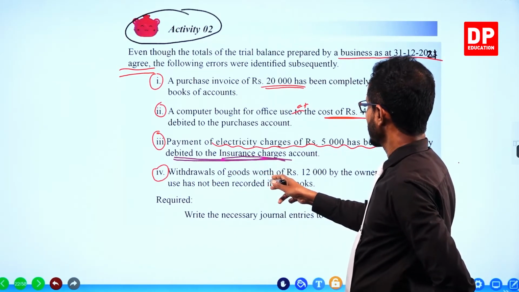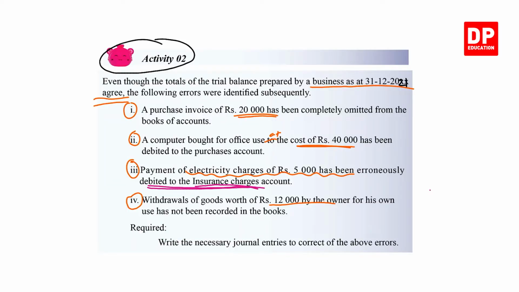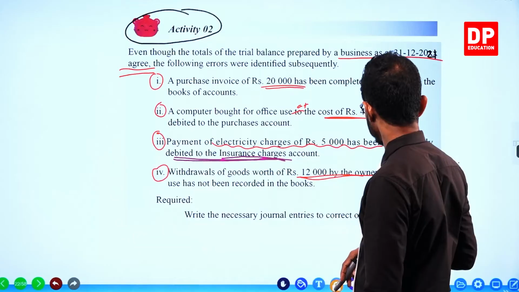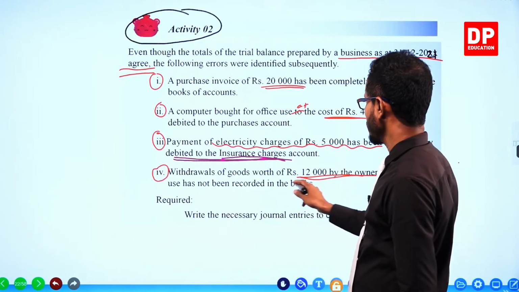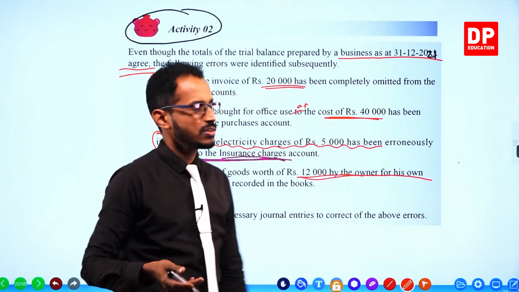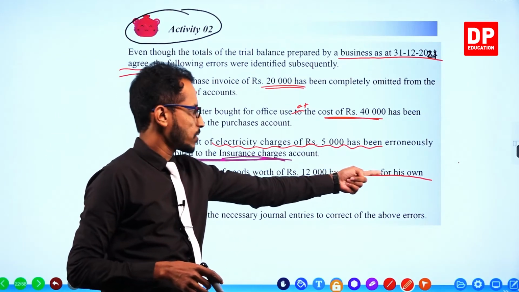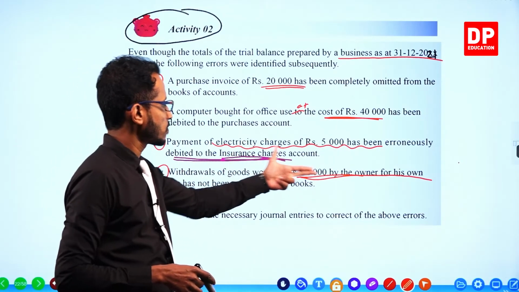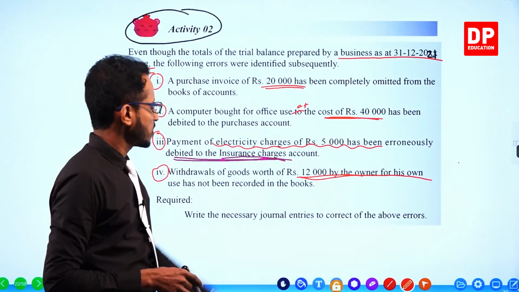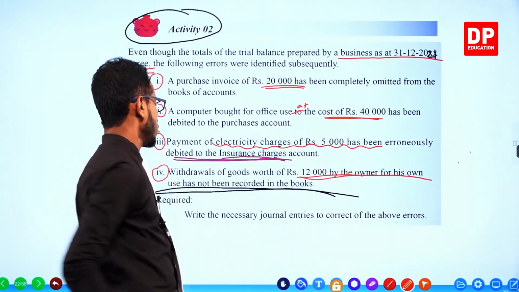Withdrawal of goods worth of 12,000. It's a drawing. See? Withdrawal of goods worth of 12,000 by the owner. For his own use. Has not been recorded in the books. It's a complete omission. These are simple errors, children. Complete omission. Omission means not recorded in any book or any account.